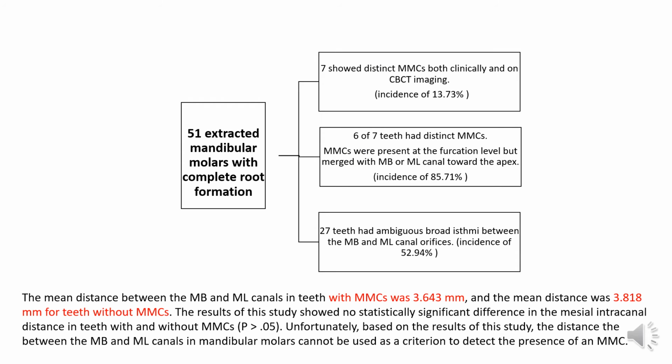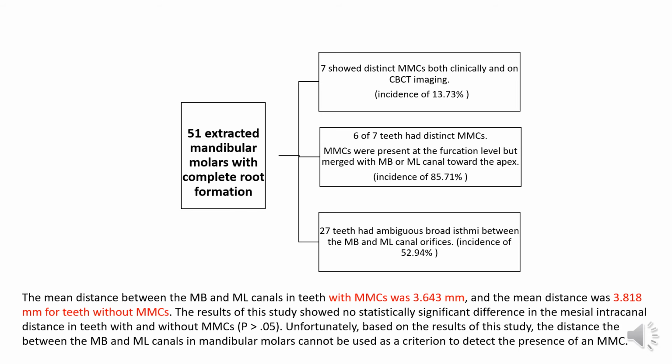For the results, 7 teeth showed distinct middle mesial canals both clinically and on CBCT imaging. In 6 of these teeth, the middle mesial canals were present at the furcation level but merged with the mesiobuccal or mesiolingual canal toward the apex. 27 teeth had an ambiguous broad isthmus between the mesiobuccal and the mesiolingual canal orifices.